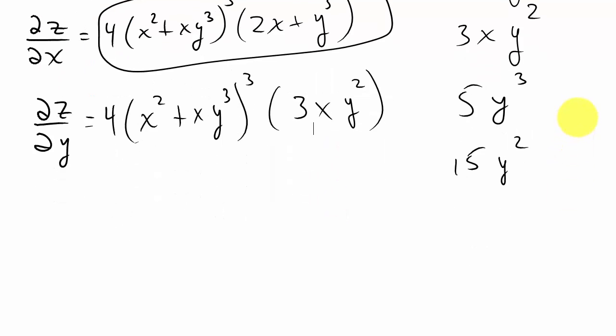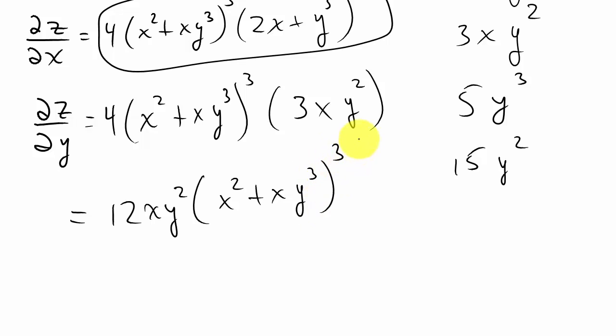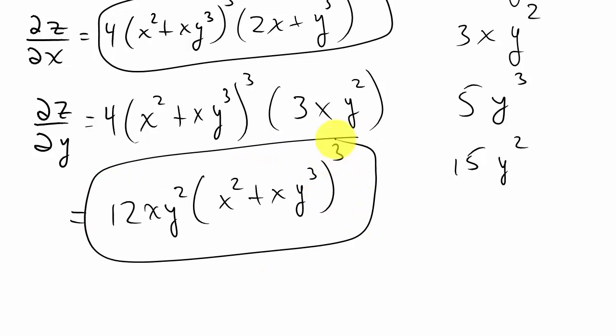All right, so now, well, we can do a little with this. We can multiply the 4 to this. So 12xy squared times x squared plus xy cubed, all that raised to the third.